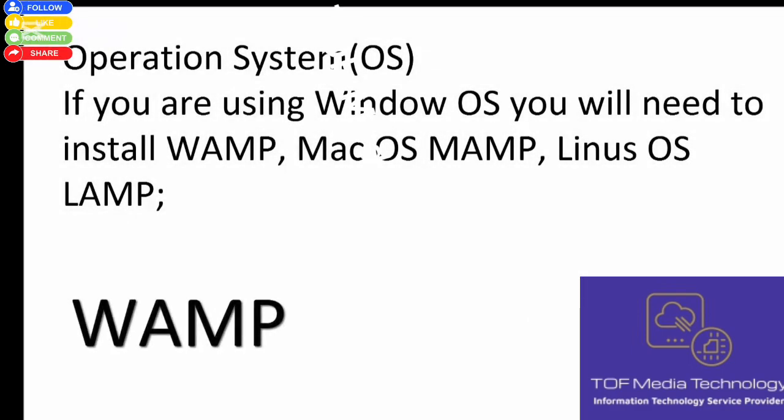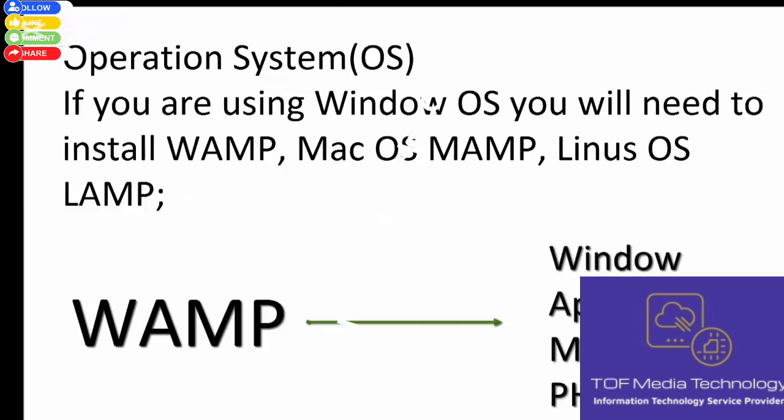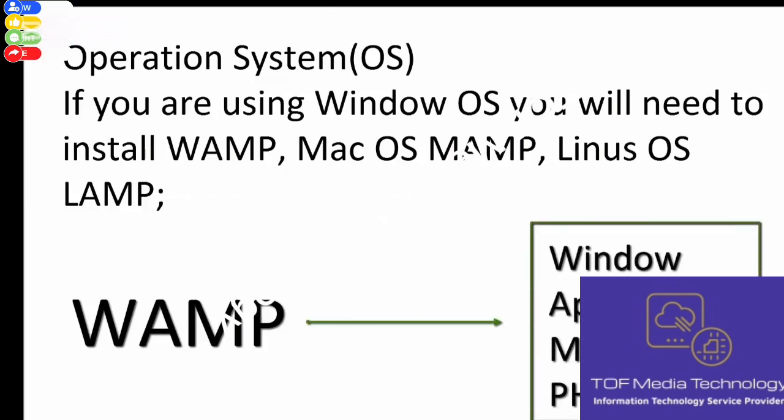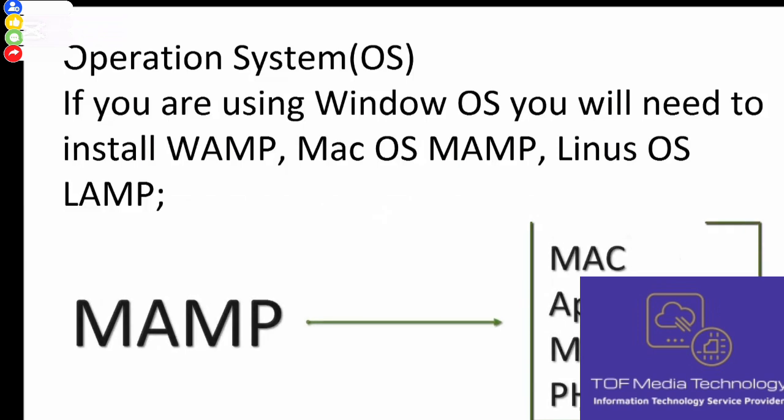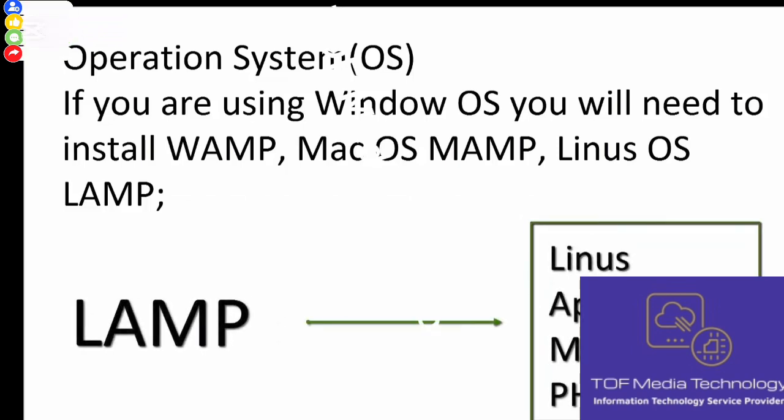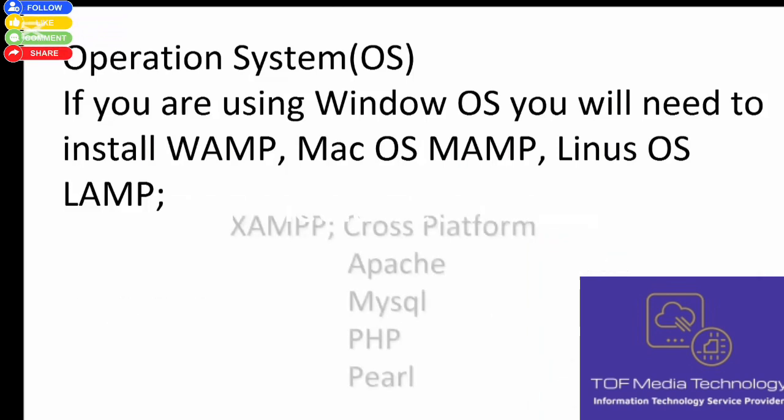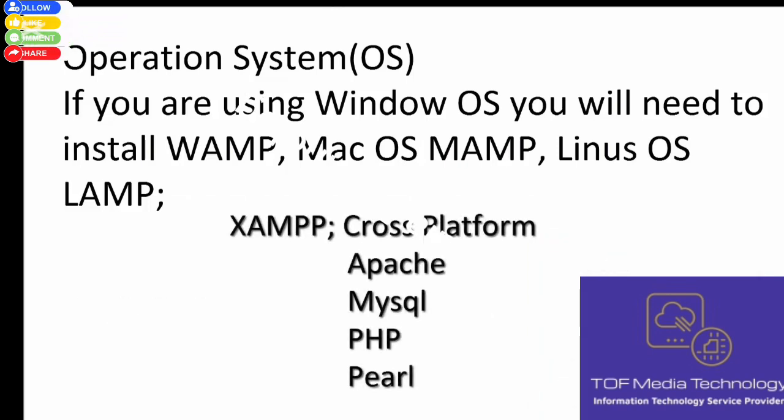Different computers have their own operating systems. We have Windows operating system, we have Mac operating system, we have Linux, and each of them has its own web server to be installed. For example, Windows uses WAMP: Windows, Apache, MySQL, PHP. Mac also uses its own, MAMP: Mac, Apache, MySQL, PHP. And we have Linux as well, which is LAMP: Linux, Apache, MySQL, PHP.